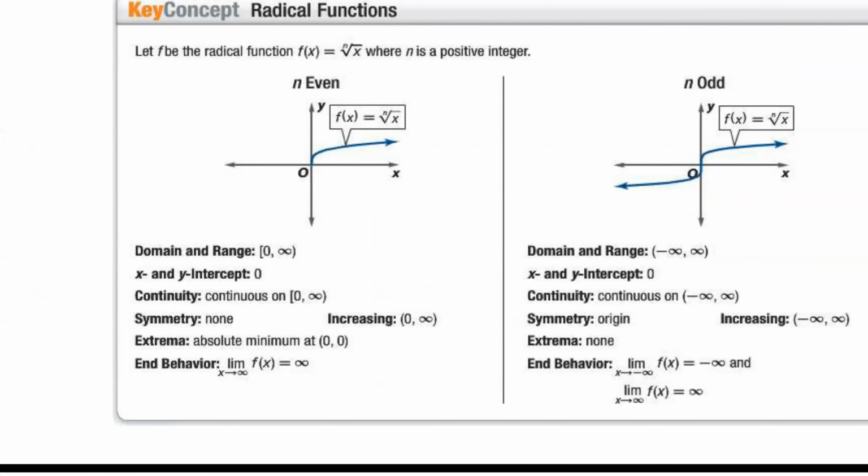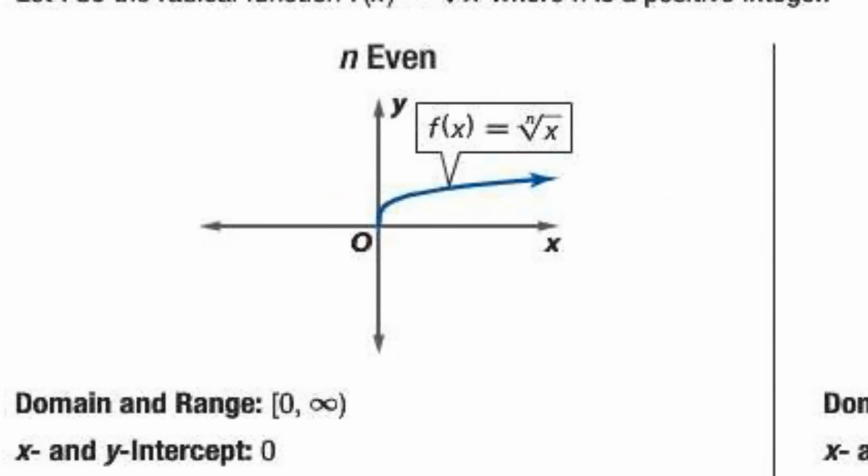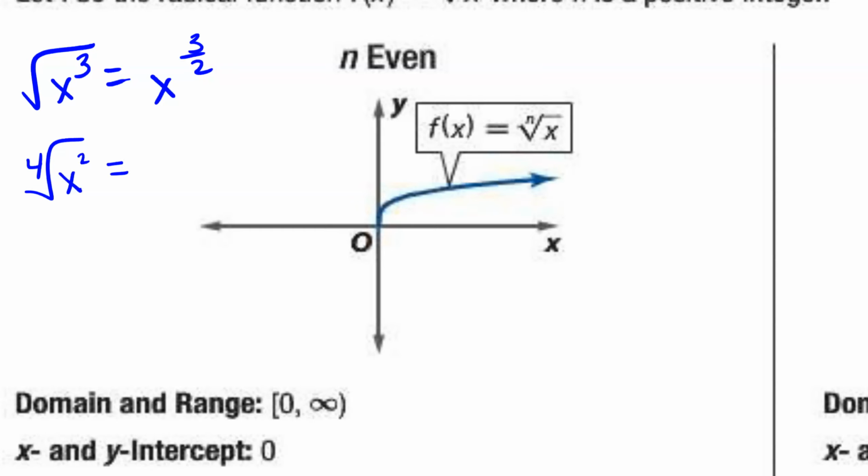Okay, so we're going to come up with a couple examples. This is if you have an even index. So an example is the square root of x cubed. That's just x to the 3/2. If I have something like the 4th root of x squared, what would this be equal to, Sarah? X to the 1/2. Right, because it's x to the 2/4, which is just x to the 1/2. I could have maybe the 6th root of x, that's just x to the 1/6 power.